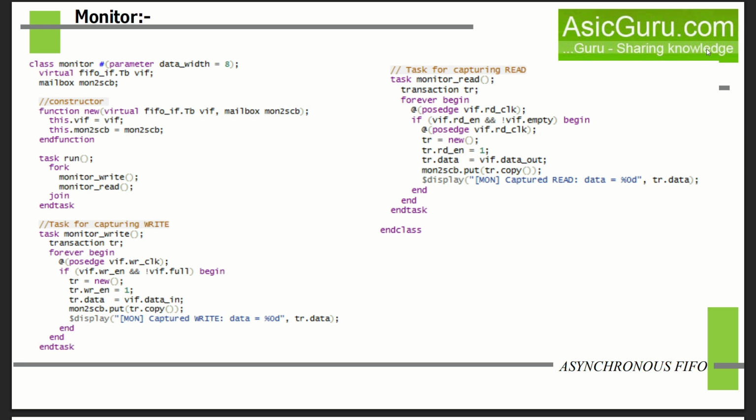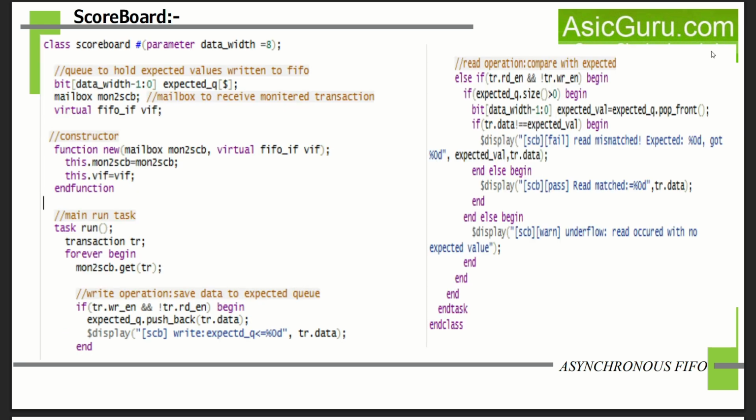Now let's see the scoreboard. Now in the scoreboard we compare the expected data and the actual data and it tells whether our test has passed or failed. Let's go through its code. Here is class scoreboard, then we take parameter data width is equal to 8, then we take the expected Q for write the expected value and the mailbox that we receive from the monitor, and here is the constructor.